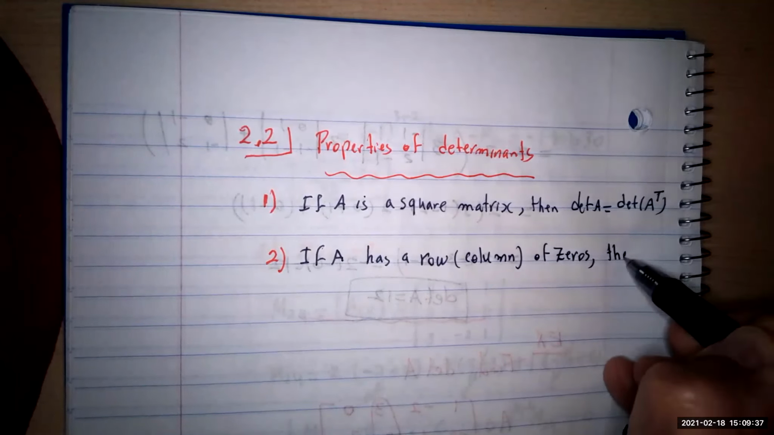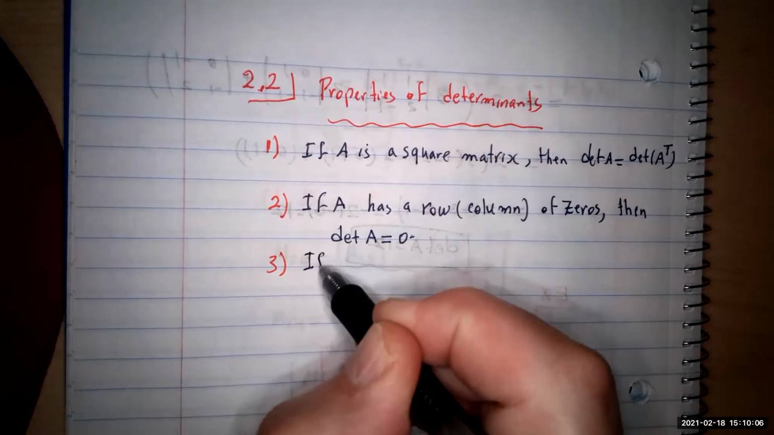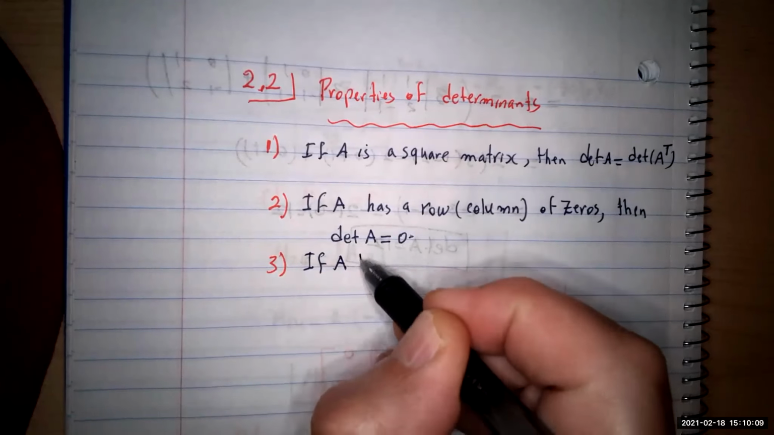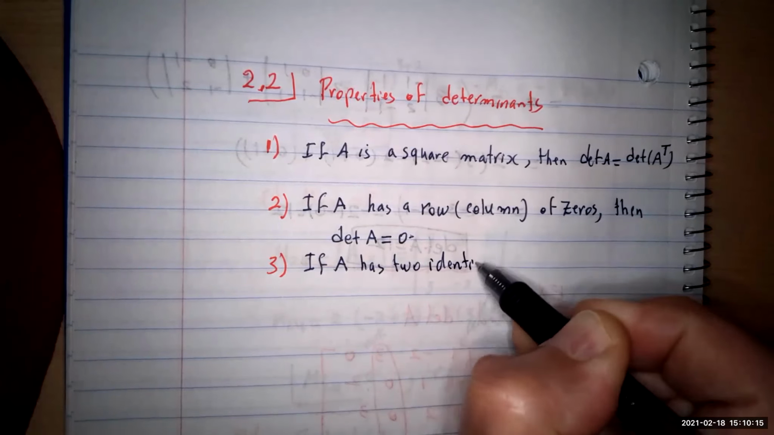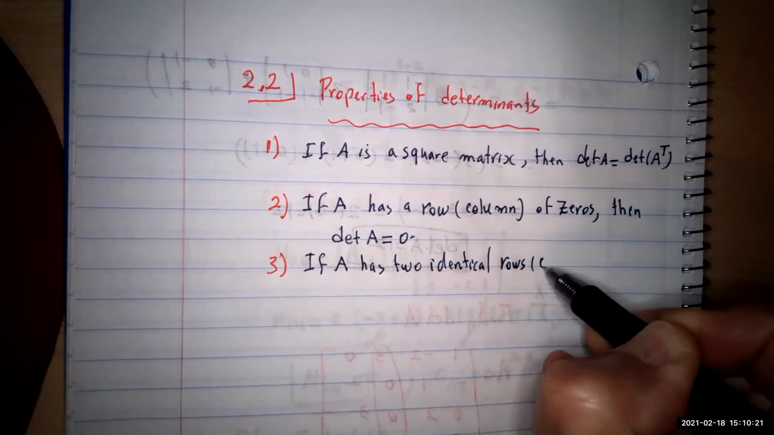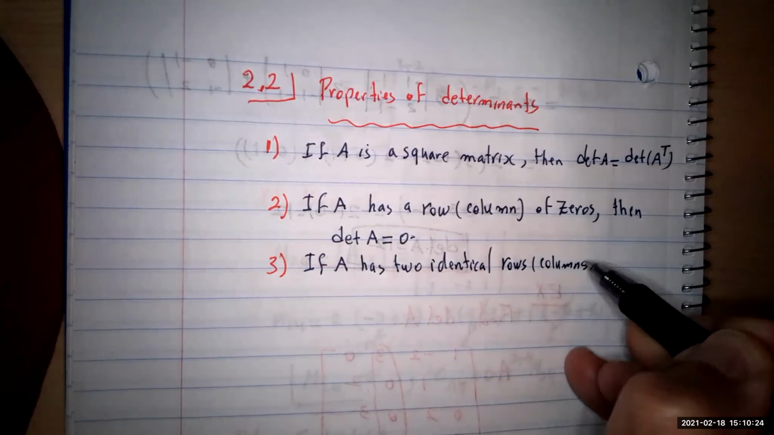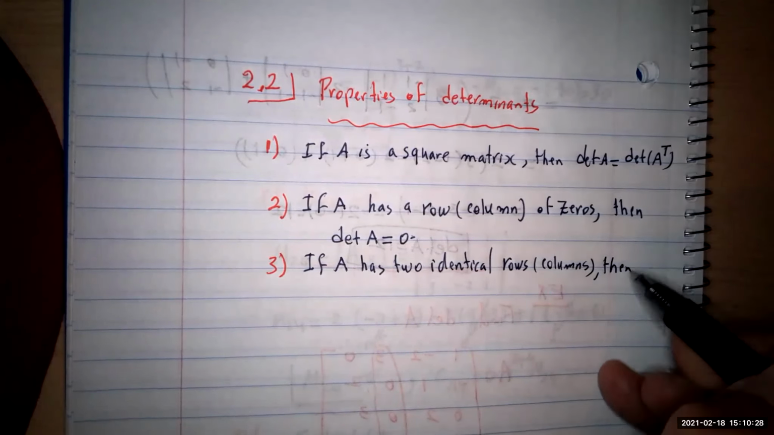The third one is, if you have two identical rows equal to each other, or two identical columns, the determinant would be zero. So if A has two identical rows, the same as each other, or two identical columns, then the determinant of A is going to be 0.